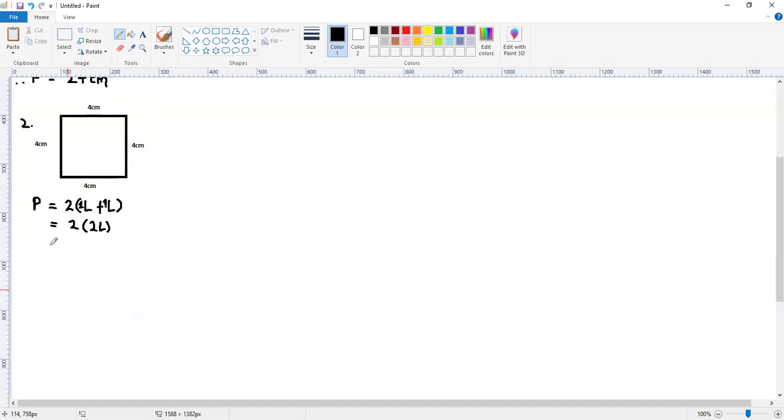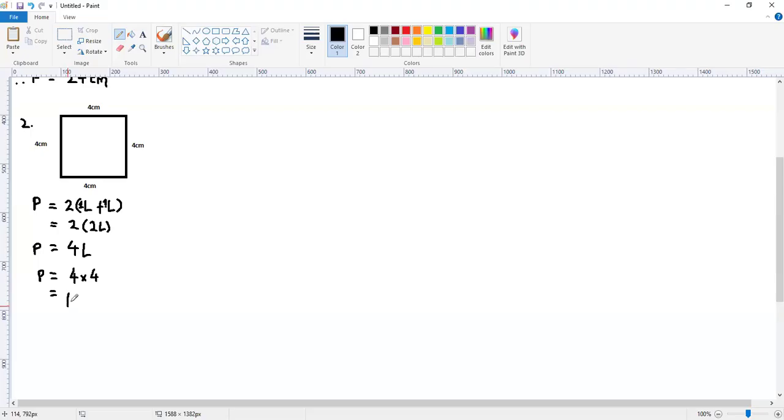So we go on to the next line, and 2 times 2 will give us what? 4L. That leaves us with a formula for the perimeter of a square being equal to 4L. Now, let's apply it to our question. It's just coincidental that the side of our square is also 4. So that's going to be 4 times what? 4, isn't it? And that's going to leave us with what? 16.